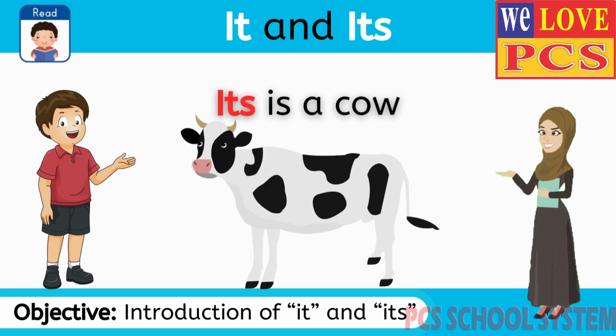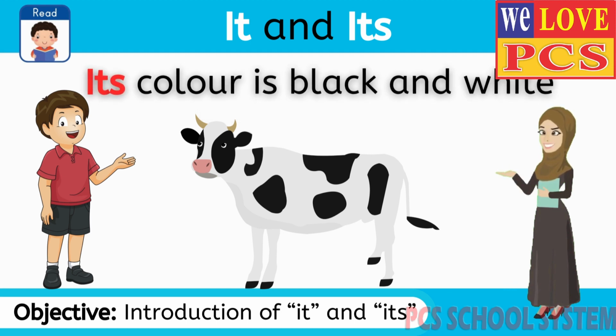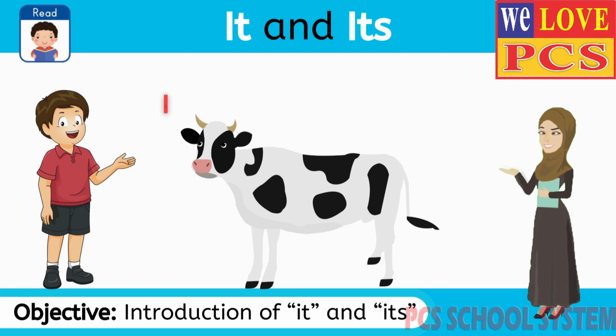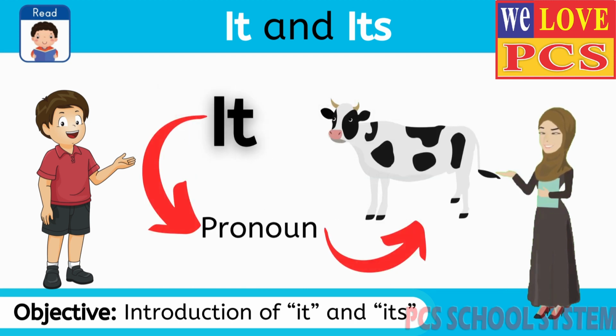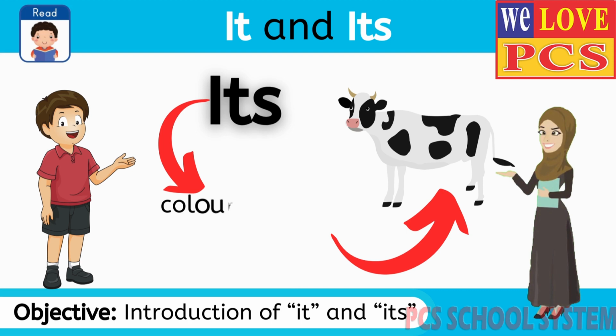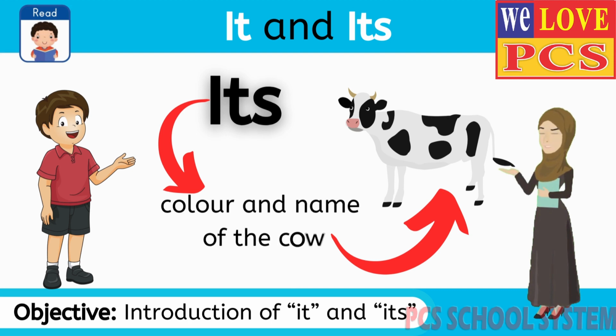It is a cow. It is my cow. Its color is black and white. Its name is Momo. My dear friends, here it is used as a pronoun for the cow. Its is showing the possession of color and name with Momo.